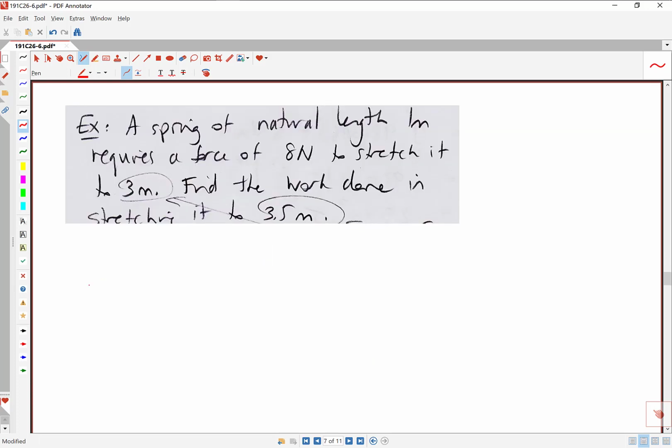Third and final work example, we have a spring of natural length 1 meter that requires a force of 8 newtons to stretch it to 3 meters. Find the work done in stretching the spring to 3.5 meters. Well, first let's think back to Hooke's law, which governs springs. The formula is F equal kx, where F is your force, K is your spring constant, so that's measured in newtons per meter. Just depends on the specific spring that you're working with. And X is the amount of stretch.